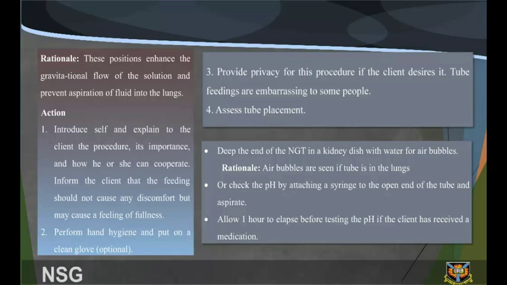Assess tube placement. Dip the end of the NGT in a kidney dish with water for air bubbles. Air bubbles are seen if the tube is in the lungs. Or check the pH by attaching a syringe to the open end of the tube and aspirate. Allow 1 hour to elapse before testing the pH if the client has received a medication.